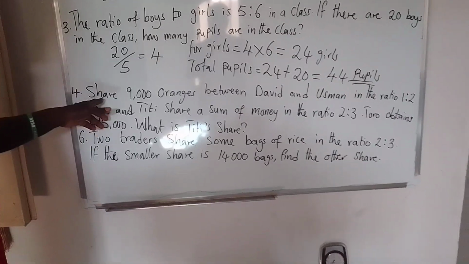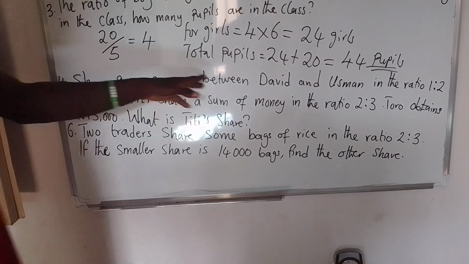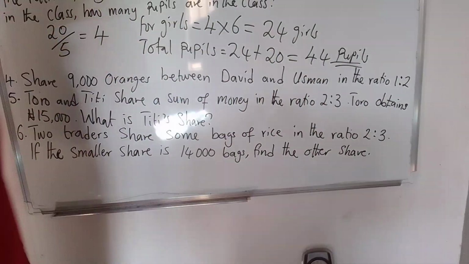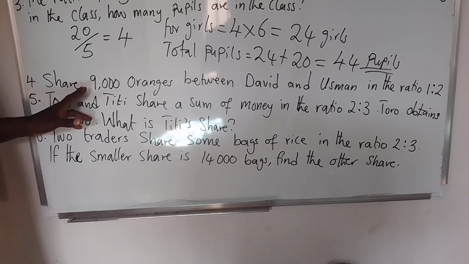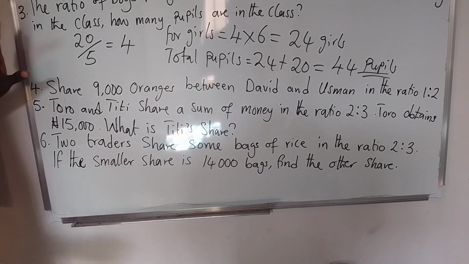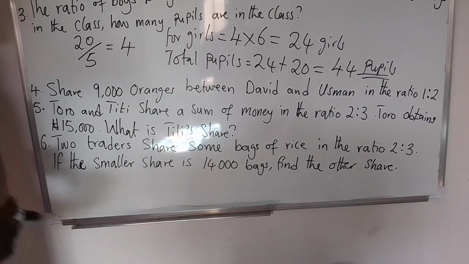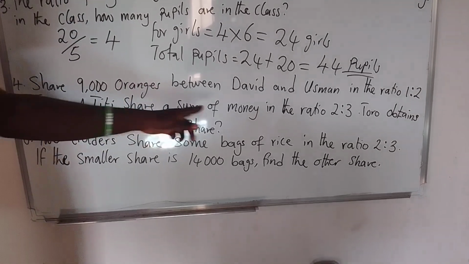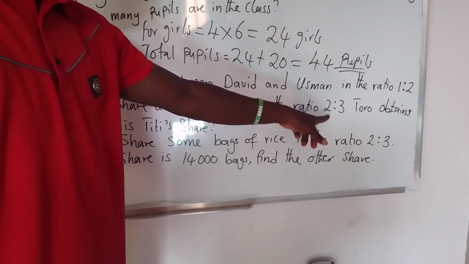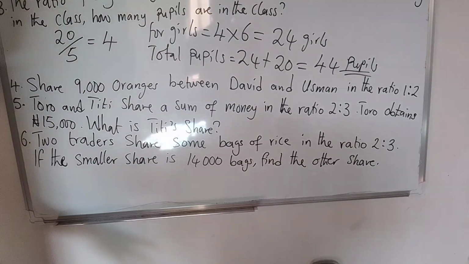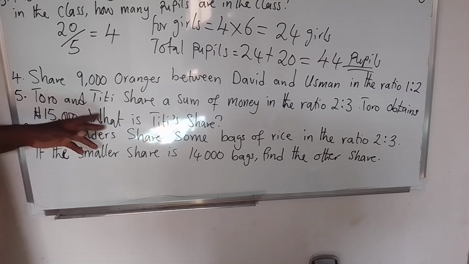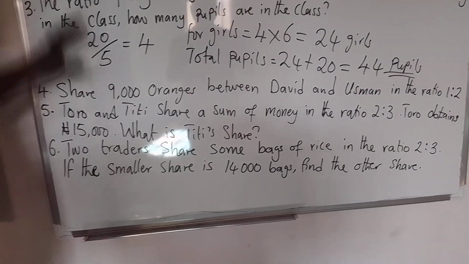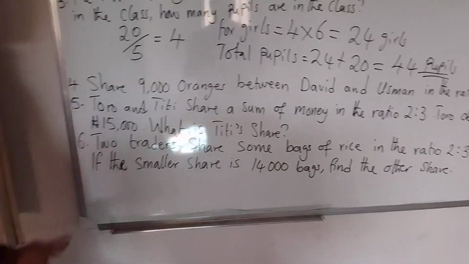So number 4 says we should share 9,000 oranges between David and Usman in the ratio 1:2. This number 4 is similar to number 1. If you understand number 1, you should be able to solve number 4. While number 5 says Toro and Titi share a sum of money in the ratio 2:3. Toro obtains 15,000 naira. What is Titi's share? This one looks like number 2 of my examples. If you follow my number 2 example, it will help you solve it.